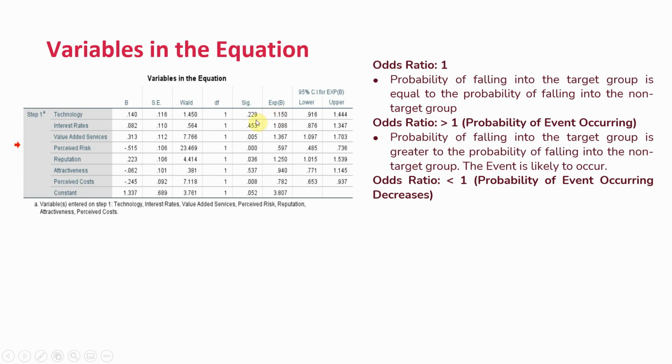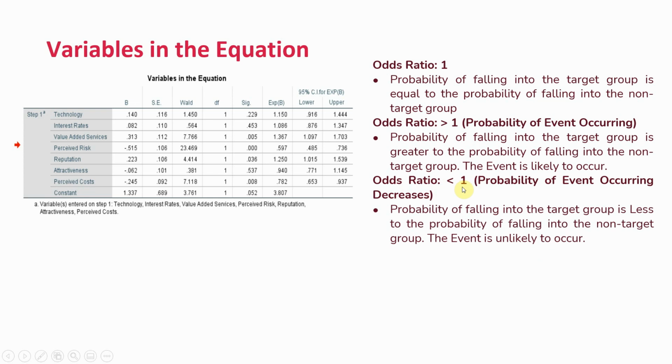In this case, better technology obviously will lead you to choose private sector bank. Same is the case with these other predictors. And the rest are less than 1. So they have a low probability of the event occurring.